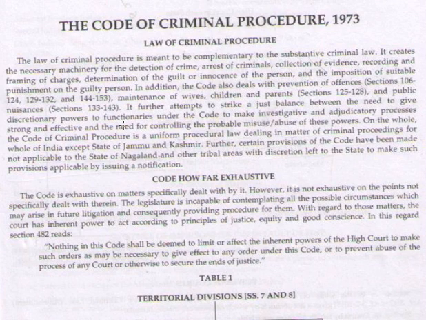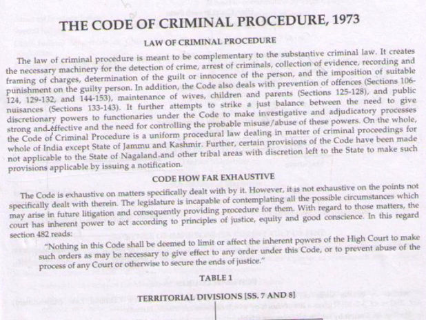The determination of guilt or innocence of the person. After arresting the criminal, collecting evidence and recording or framing the charge, the trial is conducted. After conducting the trial, the judicial officer will decide whether the accused is guilty or innocent, and the imposition of suitable punishment on the guilty person. If the accused is found guilty, the judicial officer in Indian courts imposes punishment on that guilty person. All of that is discussed in the Criminal Procedure Code.